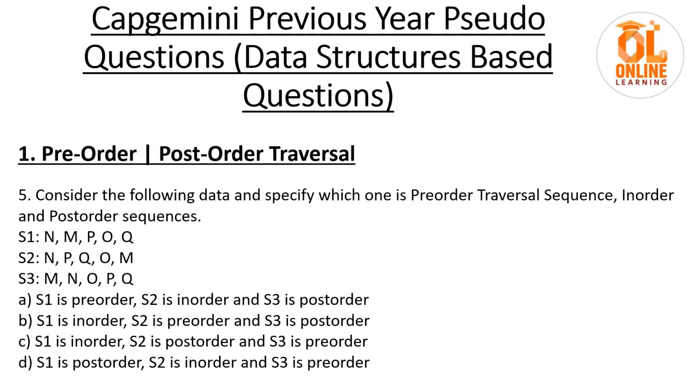Let's jump to the next question. Consider the following data and specify which one is pre-order traversal, in-order traversal, and post-order traversal. Basically, S1, S2, S3 are some kind of traversals given. We need to select in such a way that these three are traversals, that's for sure, but which is which traversal, we don't know. S1 can be pre-order, in-order, or post-order, same way for the others. So you need to find whether S1 is pre-order, and what exactly S2 and S3 are. There are various kinds of combinations given.